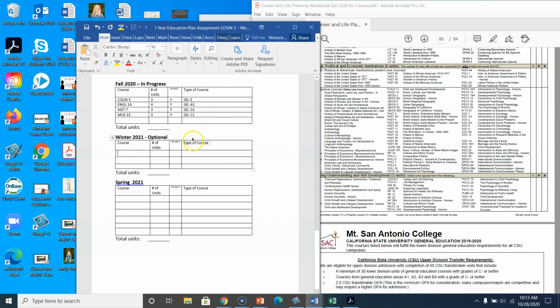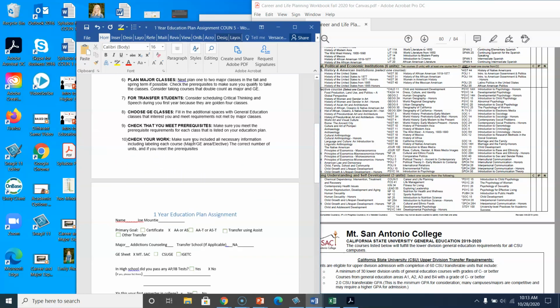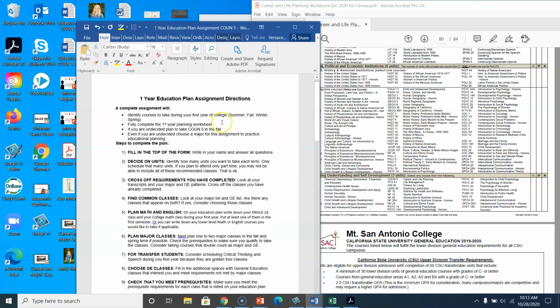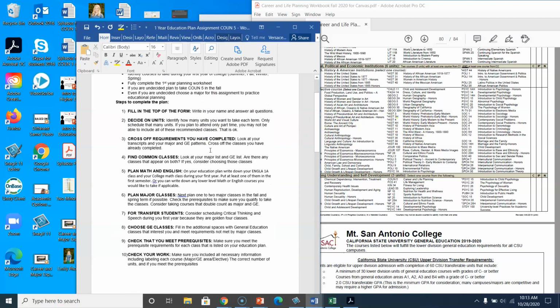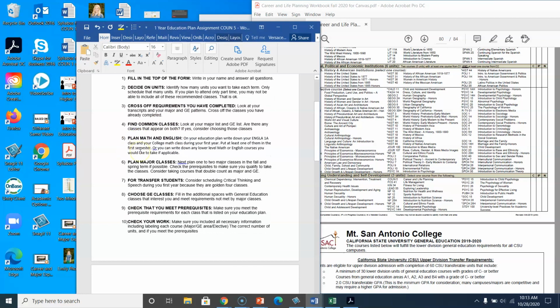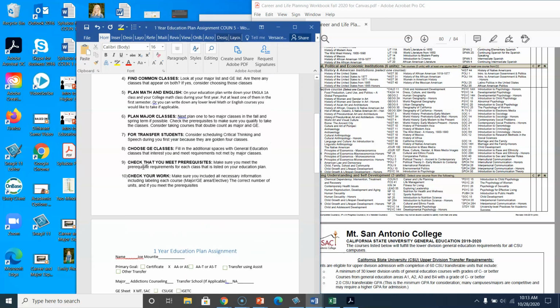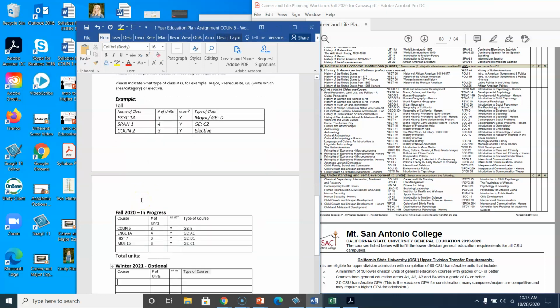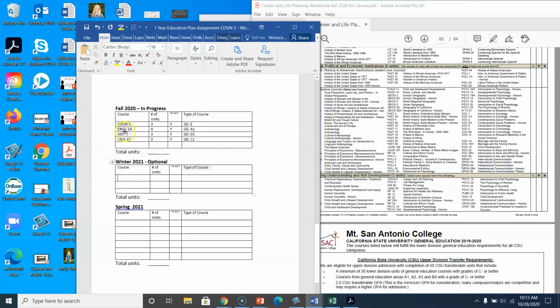Okay, so now we've done that. We've looked to see where there could be overlap, and we looked to see what he's already done. Okay, now it says plan math and English. On your ed plan, write down your English 1A class and your college math class during your first year. Put at least 1 in your first semester, or you can write down any lower math or English. Now, obviously, if you've already taken math and English, you're done, right? But if you haven't, we want to get that in there. So we already have English.